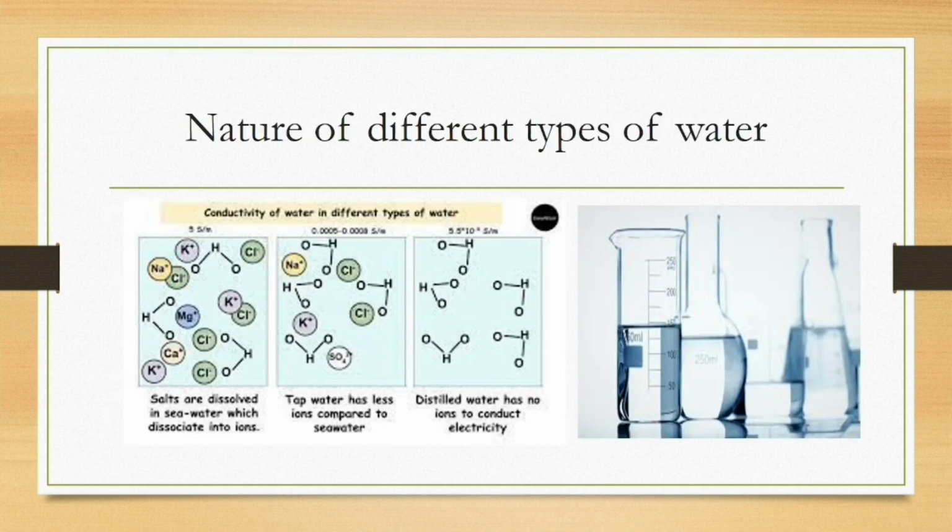Now you can see these are different kinds of water. In the first one we have salts, and these are easily dissociated or broken up, and the tap water has fewer ions as compared to the ionic water, and distilled water has no ions. They have no ions to conduct, so that's why the distilled water has lower conductivity as compared to the tap water and the ionic water.